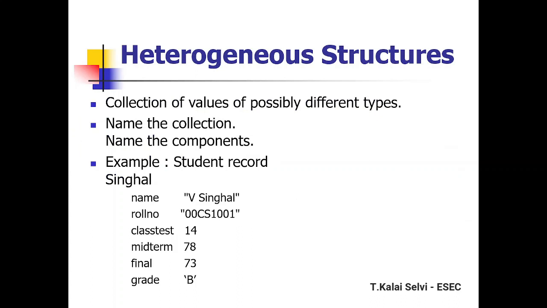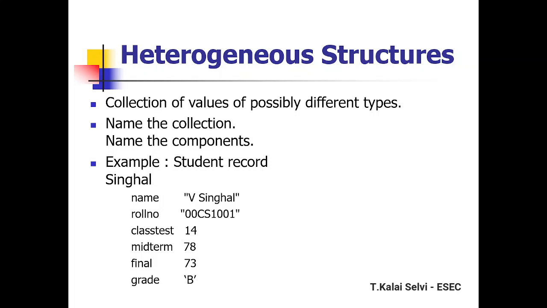Structure is a heterogeneous one because this structure handles different data types. For example, we want to handle a student record. A student record may contain the name of the student, roll number, test marks, and grades of the student. So all these things can be considered as different data types. Name and roll number can be considered as a character array, the marks as an integer value, and the grade as a character.